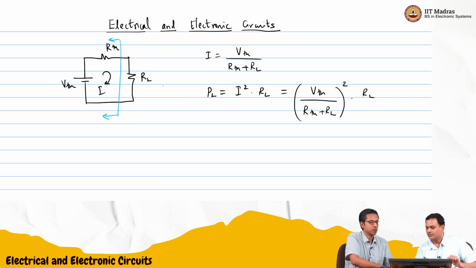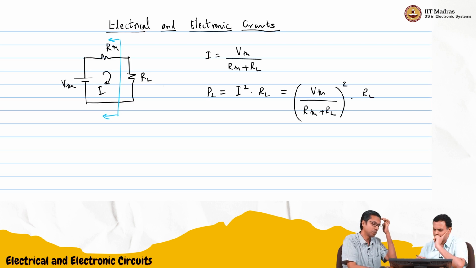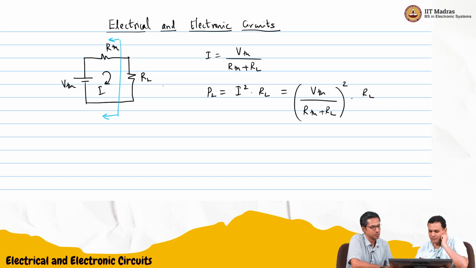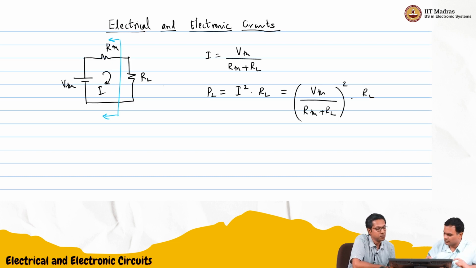So we just want to maximize this. RTH and VTH are fixed, and I can only change RL. Then the easy thing is to take the derivative of PL with respect to RL and set that to 0.